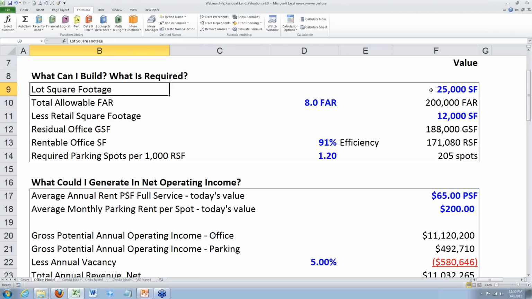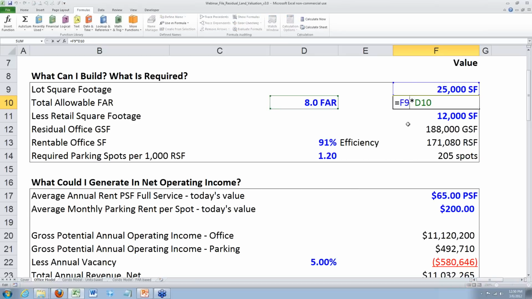So let's say we have a lot that has a square footage of 25,000 square feet, roughly half an acre, and the zoning allows for an 8.0 FAR, which dictates to us that we could build a building above grade of up to and including 200,000 FAR, which is equivalent to 200,000 gross square feet above grade.